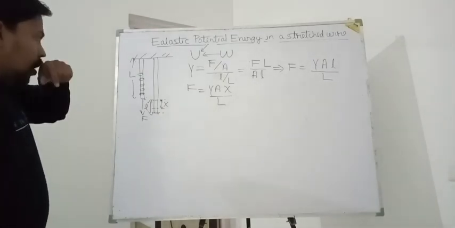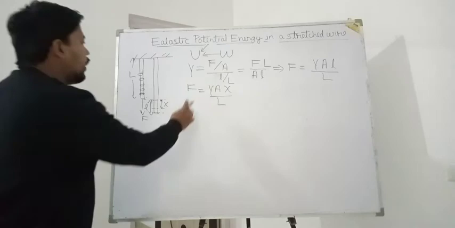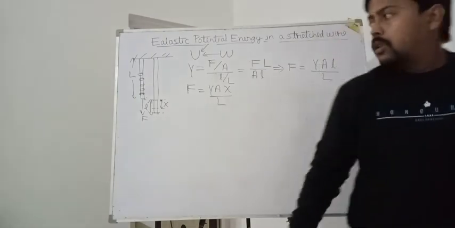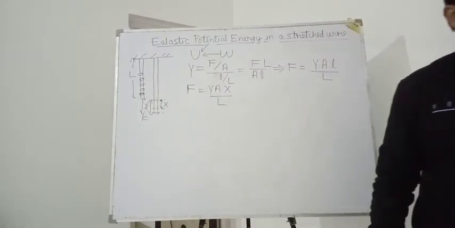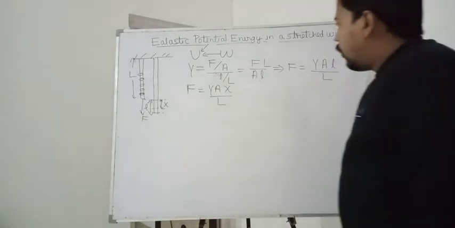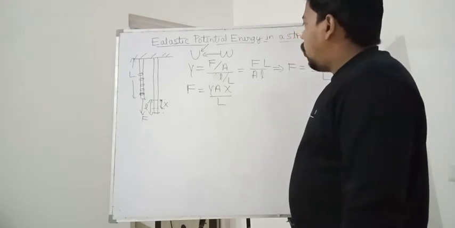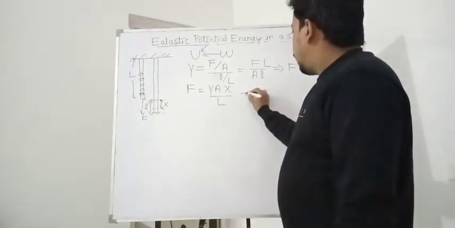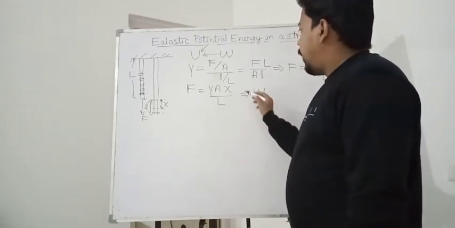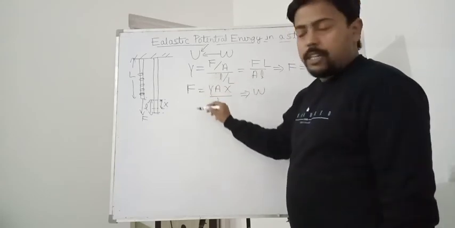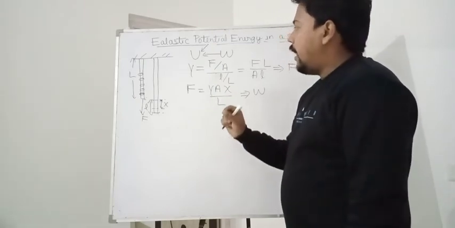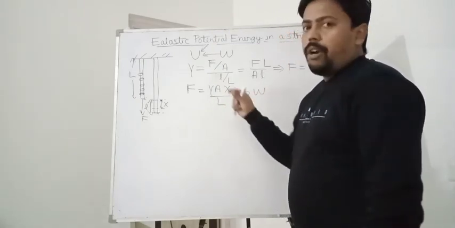Now, what will be the value of the work done in this case? We know that work done is force into displacement. So what we do is suppose the work which we are doing by this amount of force is for a very small displacement. Let us say the work done is for a very small displacement.